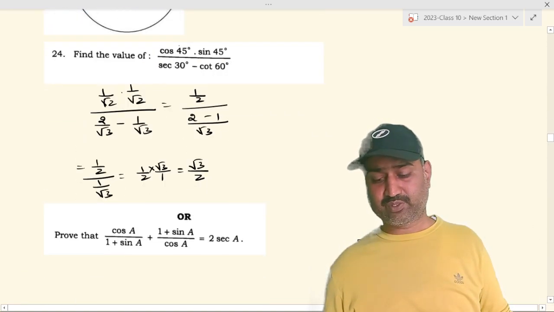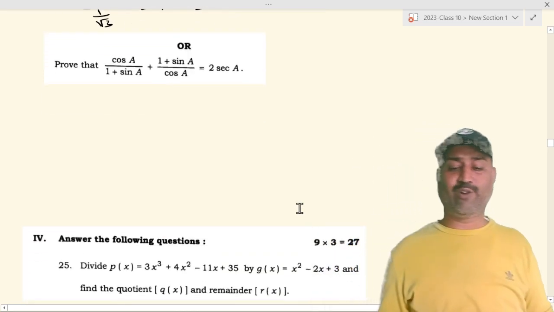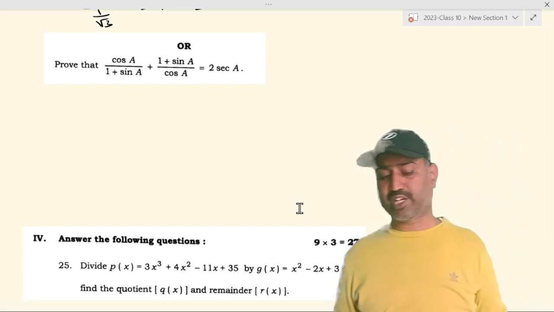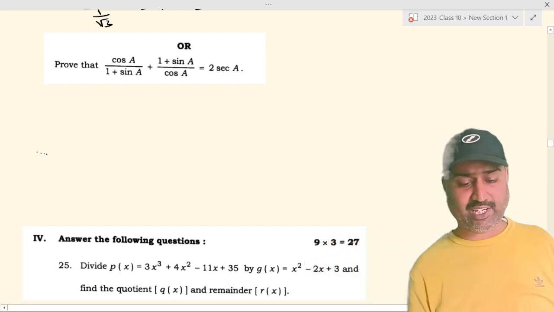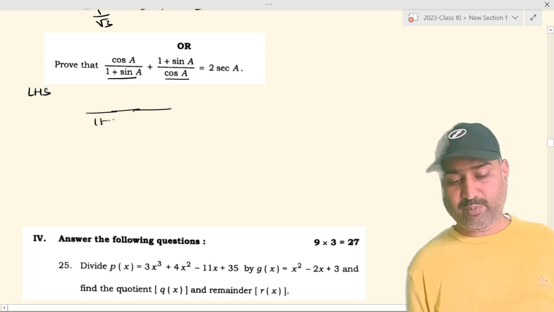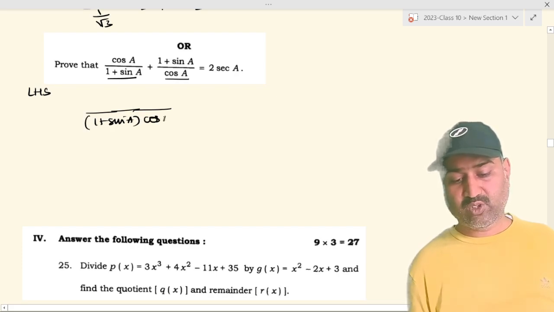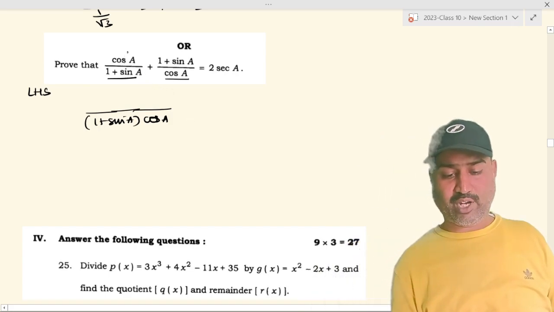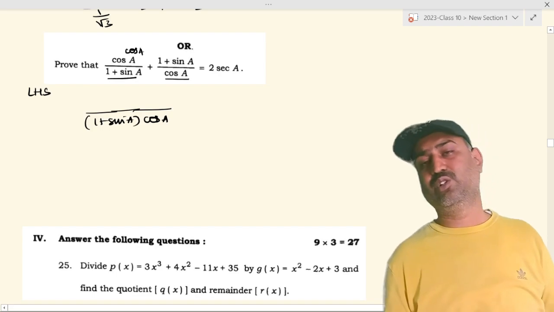It's very easy, right? Prove that cos A by 1 plus sin A plus 1 plus sin A by cos A is equal to 2 secant A, right? Again a very easy question. We take LHS here. Now the LCM is 1 plus sin A into cos A. Here cos A is missing, therefore I will multiply with cos A here. Here 1 plus sin A is missing, I will multiply with 1 plus sin A here.